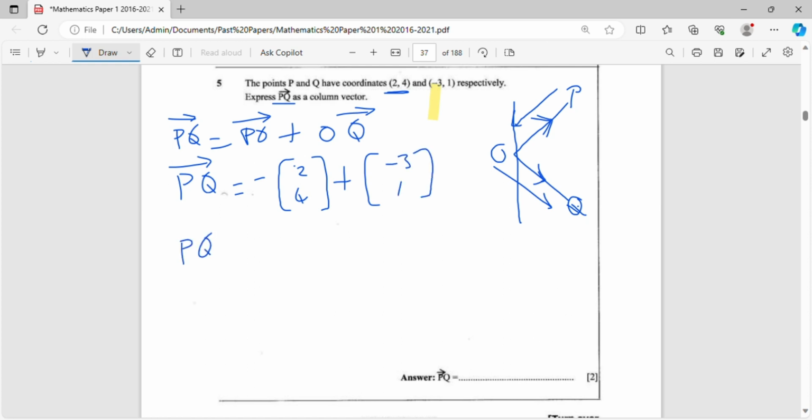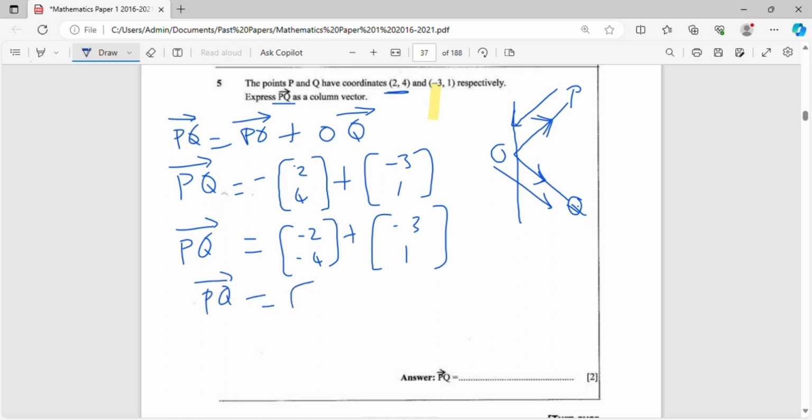So vector PQ will be equal to negative 2, negative 4, plus negative 3, and 1. So vector PQ will be equal to negative 2 plus negative 3. Positive multiplied by negative is negative. So negative 2 minus 3 gives us negative 5. Negative 4 plus 1 gives us negative 3. So this is vector PQ. So vector PQ as a column vector will be given by negative 5 and negative 3.